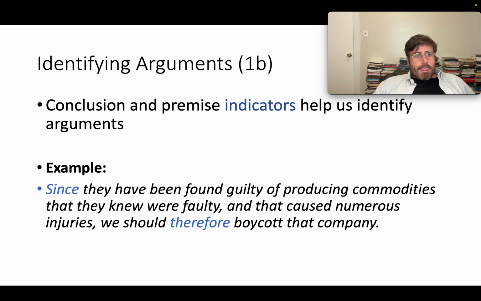Here's an argument. Since they have been found guilty of producing commodities that they knew were faulty and that caused numerous injuries, we should therefore boycott that company. This is kind of a similar argument to the previous one, but I want you to think for a moment about what part of this argument is premise and which one is a conclusion. Since they have been found guilty of producing commodities that they knew were faulty and that caused numerous injuries, we should therefore boycott that company. What is a premise and what is a conclusion? I would encourage you, if you have notes out, to jot down the premises and the conclusion.